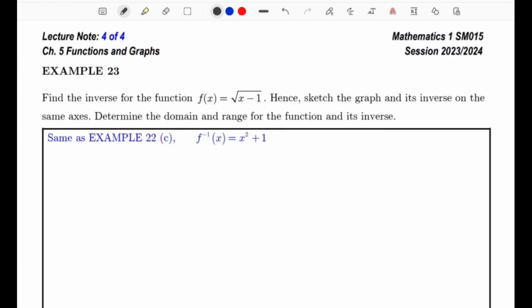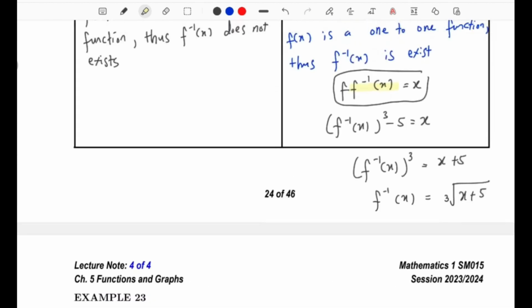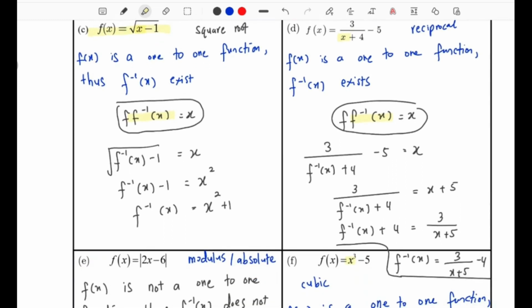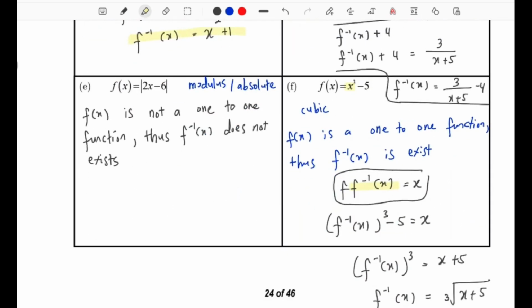Example 23. Find the inverse for the function f(x). Hence, sketch the graph and its inverse on the same axis. Determine the domain and range for the function and its inverse. First of all, we don't need to find the f inverse since it is the same as example 22c. Here, 22c. We already found the inverse, which is x squared plus 1.